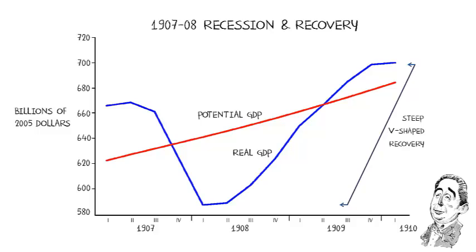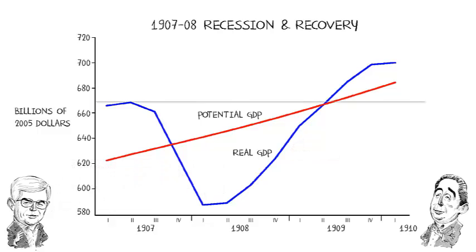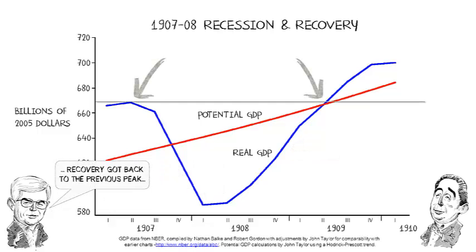This is a classic V-shape, the panic of 1907, and we're coming back rapidly. And actually, this is a good case to go back to your other question, Russ. It really doesn't matter what your potential GDP estimate is. You can see a sharp recovery here. Draw it wherever you want, and the story is going to be pretty much the same. And that's just a trend line, but you can see you got back past the previous peak very rapidly.